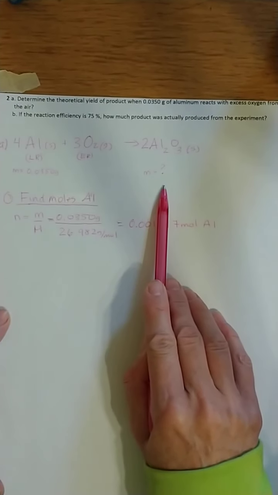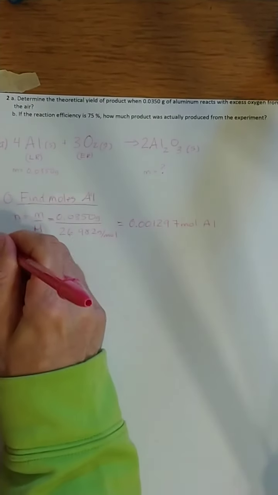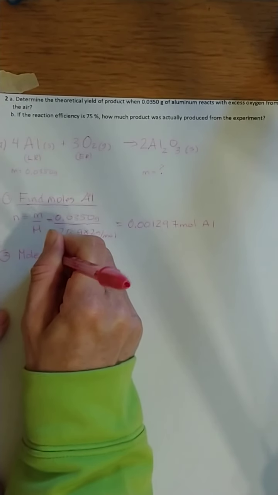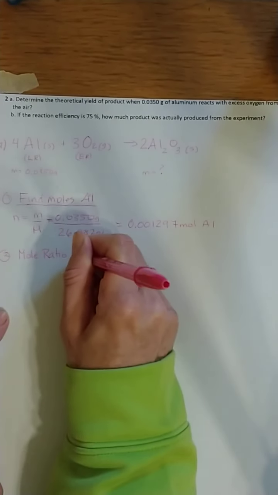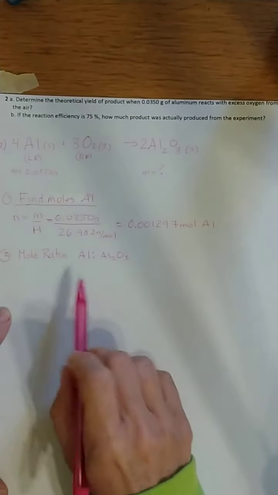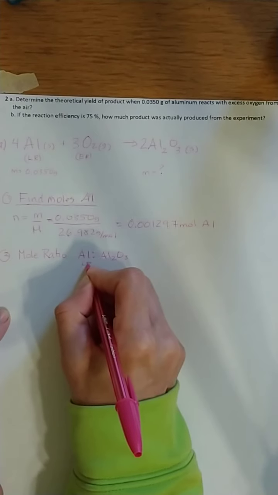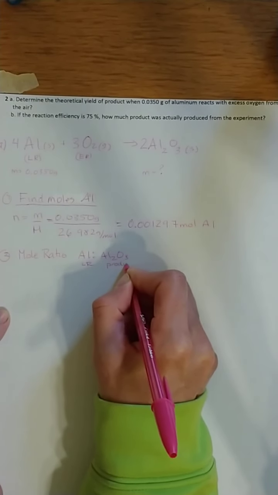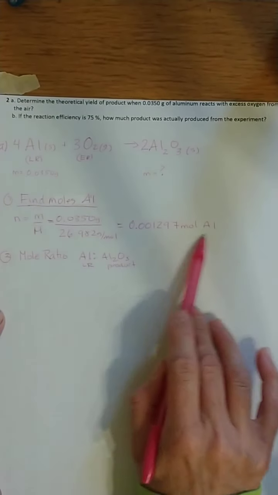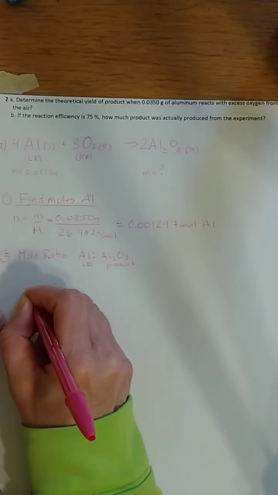So now we have our moles of aluminum, we can do our mole ratio with our product to get our moles of product. So that's what we're going to do next. So we're going to do our mole ratio, and our mole ratio will be of Al to Al2O3. Those are the two. This is your limiting reagent, this is your product, and you're going to take the coefficients from the balanced equation.